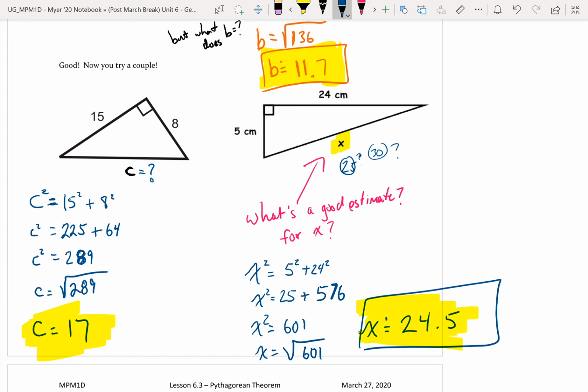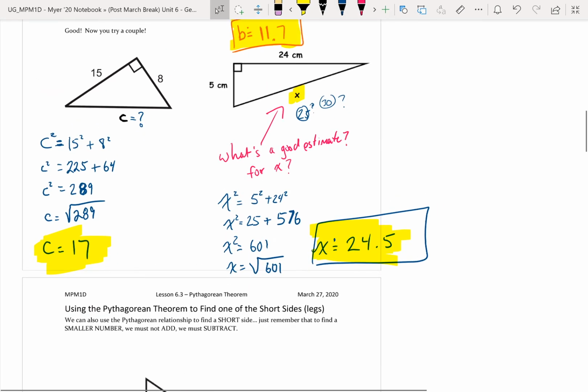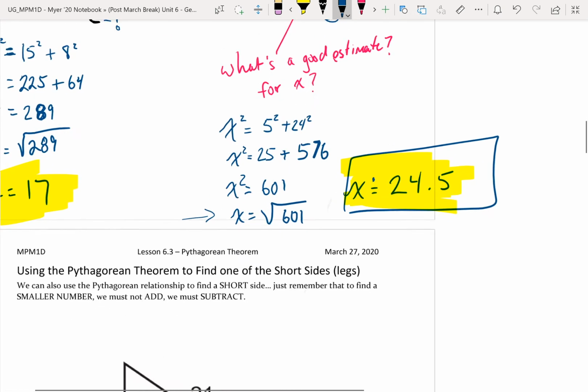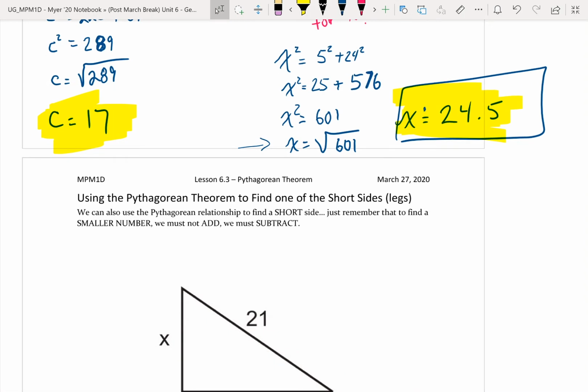All right. So I want you to be able to look at those and hopefully just eyeball it first and estimate it, and then your answer should be somewhere around your estimation. So the key thing is this last step, not forgetting the last step, because I don't want just x squared equals something. I want to know what x is equal to, so I have to remember to do that last step, which is taking the square root. All right, so that's for the longest side.